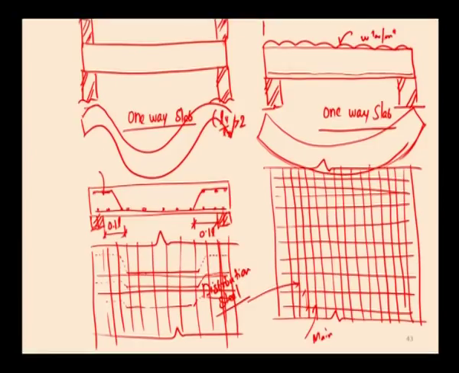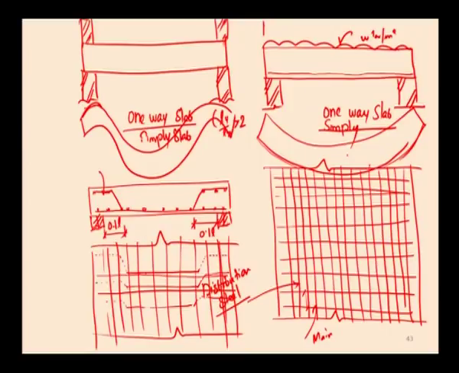It is provided by means of cranking the main reinforcement over the support at 0.1 L from the face of the support and bringing it to the top. This is more than sufficient for resisting this torsion. This is not torsion, this is the tension at the top. So, this is the arrangement of reinforcement in the case of a one way simply supported slab. This is also a simply supported slab.